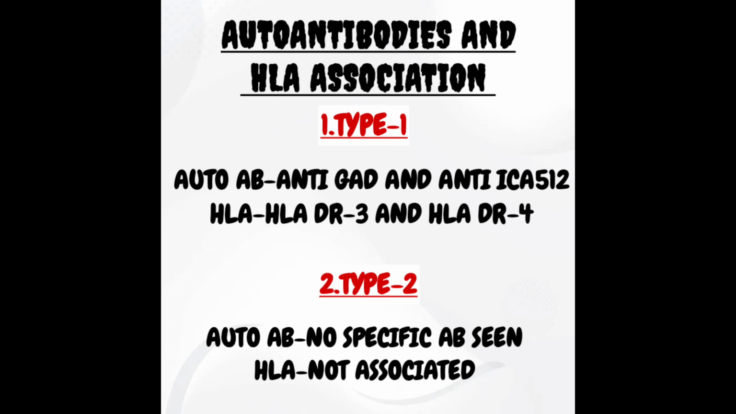Autoantibodies and HLA association. Type 1 shows anti-GAD and anti-ICA512 antibodies and HLA-DR3 or 4 association, whereas type 2 is not associated with these features.